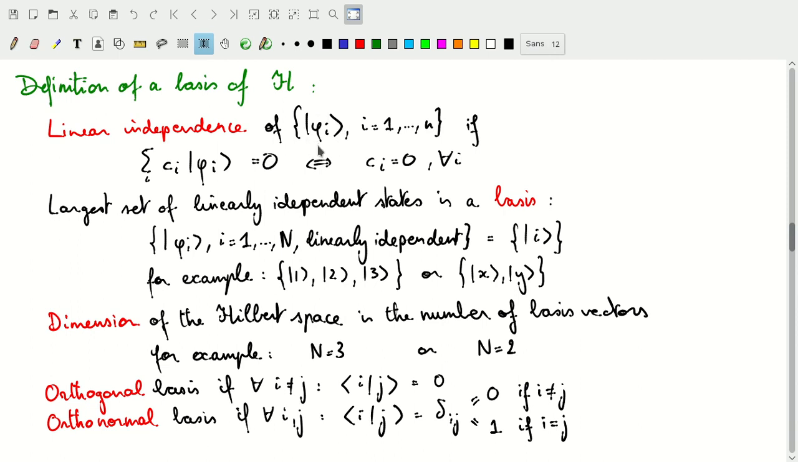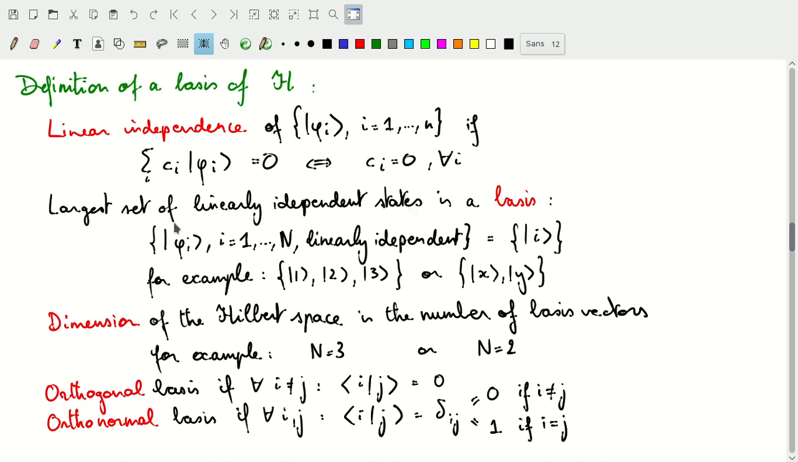So if we have a set of states in a vector space, these states will be linearly independent if for any linear combination that we write, for this linear combination to be zero, the coefficients have to be zero. So there's no dependence between the different states that would allow the sum to be zero with non-zero coefficients. So now a basis of our vector space, so there's multiple bases, is the largest set of linearly independent states that you can construct.